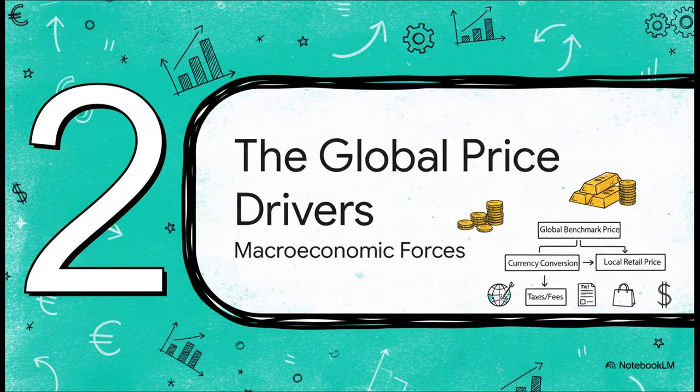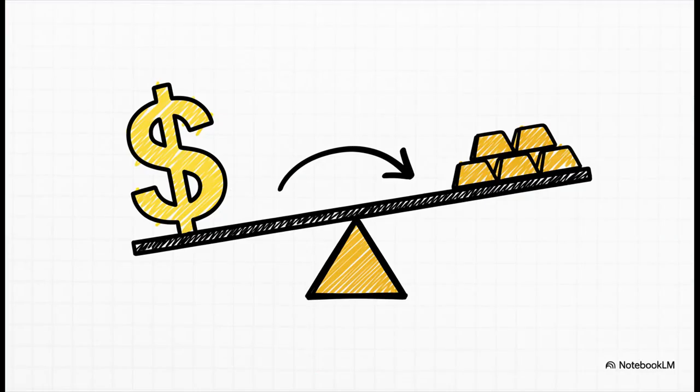Okay, so what makes that global spot price tick? What pushes it up or pulls it down? Well, it's definitely not random. It's all about some really big, powerful forces in the global economy. The first piece of the puzzle you have to get is that gold is priced in US dollars, everywhere. And that one simple fact creates this really interesting seesaw effect with the value of the dollar.